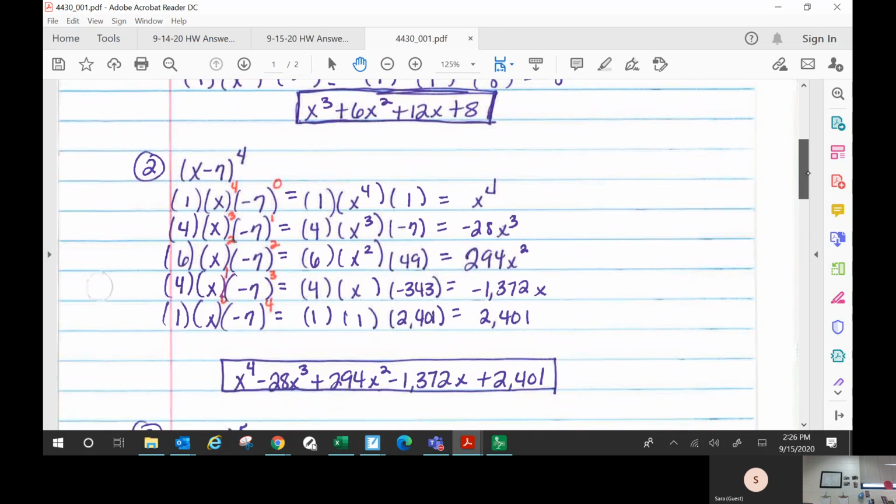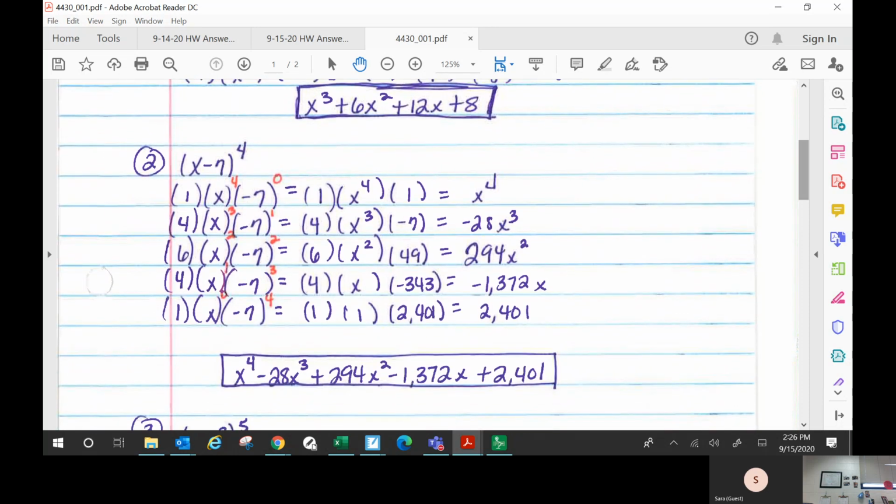All right, number 2 was (x - 7) to the 4th. Again, you're looking at the 4th row, and it's going to have 5 terms. Whatever row it has, count those coefficients, count those numbers. We have 1, 4, 6, 4, 1. That's 5 numbers. So you're going to have 5 terms in your answer.